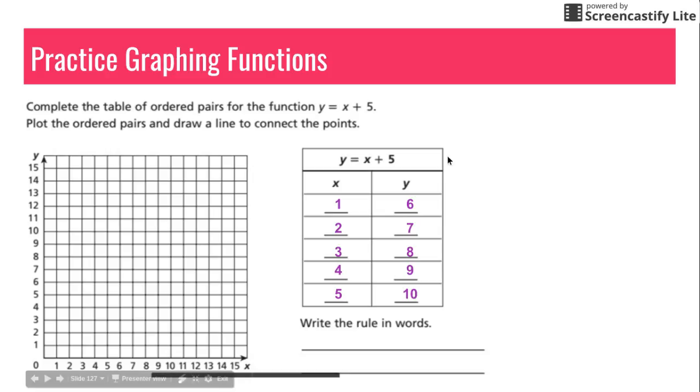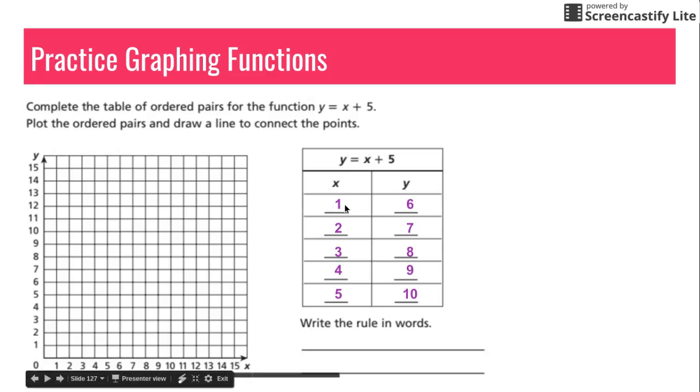Okay, so here, these are called ordered pairs. Now that we found our values for x and our values for y, our first ordered pair is (1, 6). Our second ordered pair is (2, 7), (3, 8), (4, 9), and (5, 10). Now once we have these ordered pairs, we can come over here to our coordinate plane and plunk these points onto it.